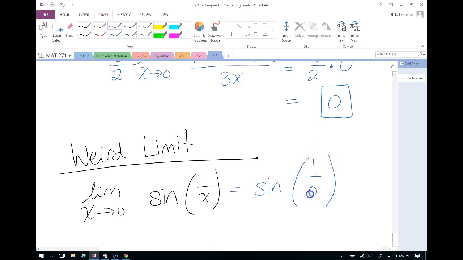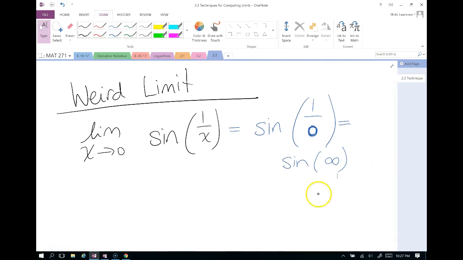number that's approaching 0, which means it's getting smaller and smaller and smaller, 1 divided by something smaller and smaller is going to go to infinity. This is really the sine of infinity.